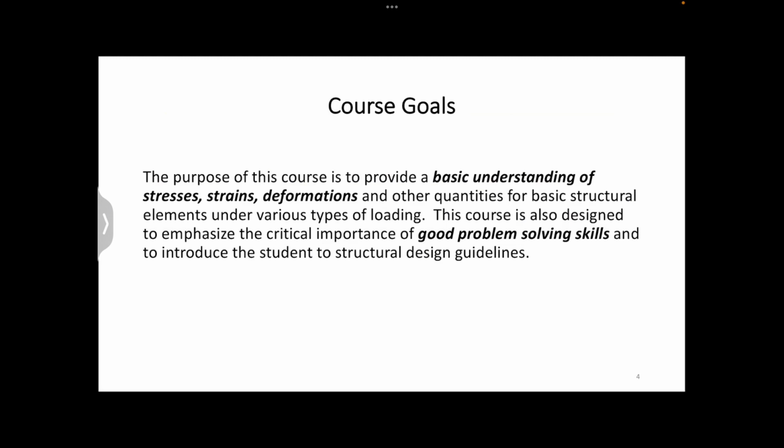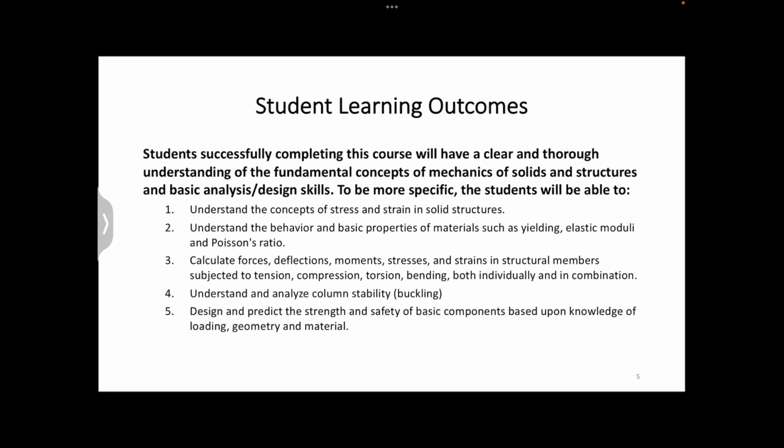So what are the goals of this course? This course aims to provide you a basic understanding of concepts in solid materials like stress, strain, deformation, and other quantities of structures subjected to loadings. In addition, this course is also designed to help you develop problem-solving skills and to introduce you to structural design guidelines.